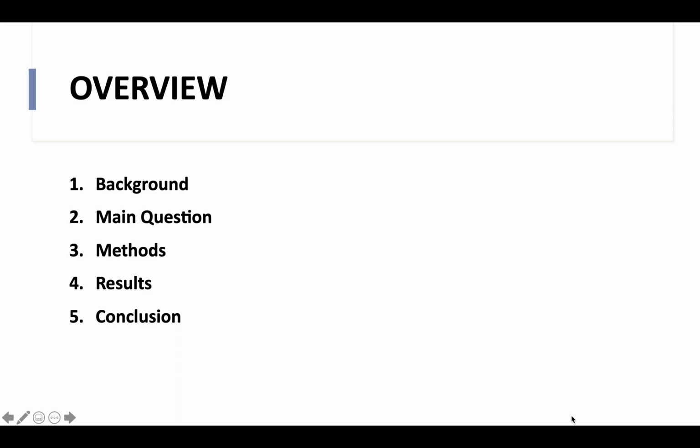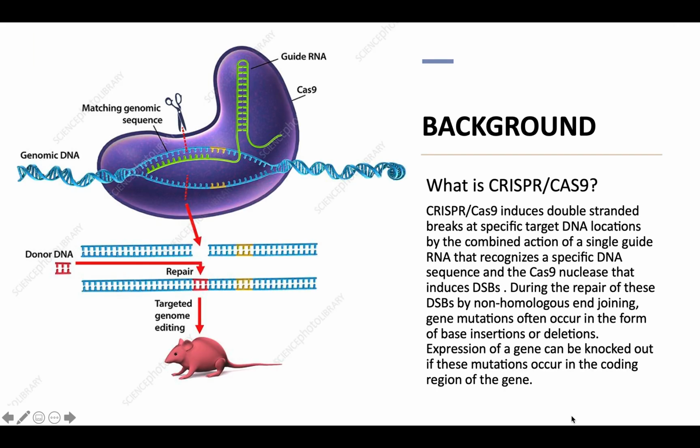1. Starting with the background of what CRISPR and Cas9 is. 2. Would be the main question the researchers were trying to answer. 3. Methods they used to get these answers. 4 would be the results that they came up with, and 5 would be conclusion.